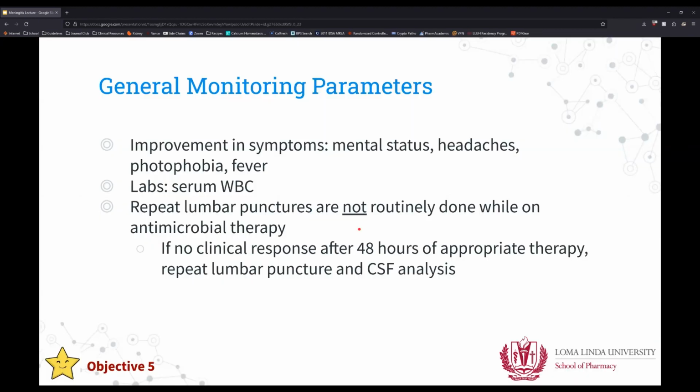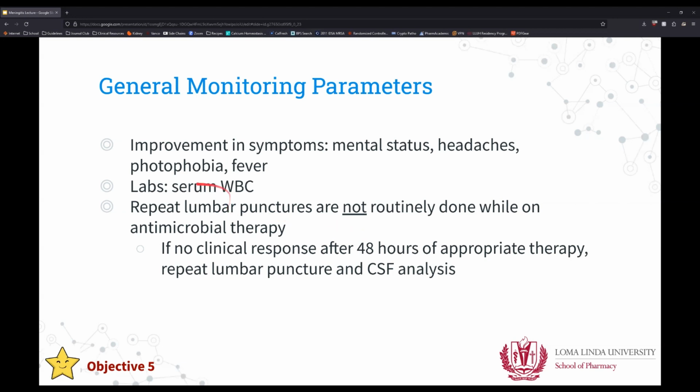So overall, for our patients that we're treating for meningitis, we are going to have various monitoring parameters. What we're looking for is improvement in symptoms. So mental status should gradually improve, headaches should dissipate, the photophobia should go away, and the fever should go away as well. For an efficacy standpoint, we are also primarily looking at the serum white blood cell count.